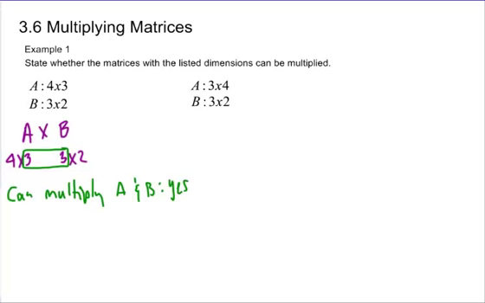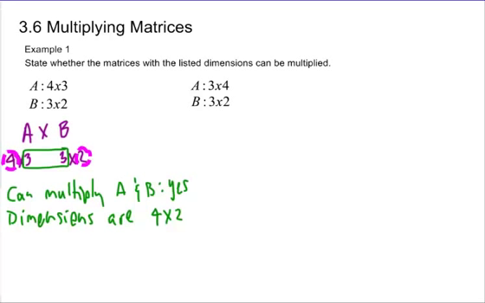And then the really cool thing about multiplying matrices is you should know what you have when you get done by looking at these outside numbers. So if we multiply A and B, what are the dimensions of the new matrix? The dimensions are 4 by 2. How cool is that? So let's look over here at this next set of matrices.